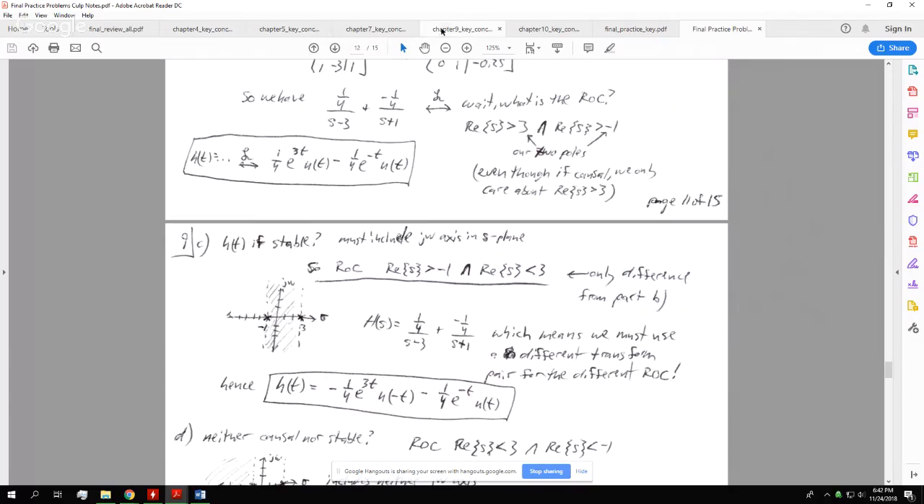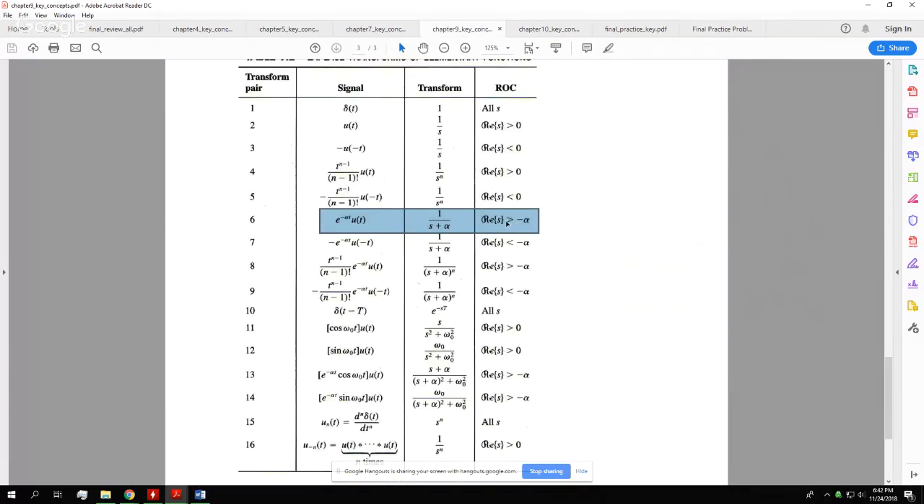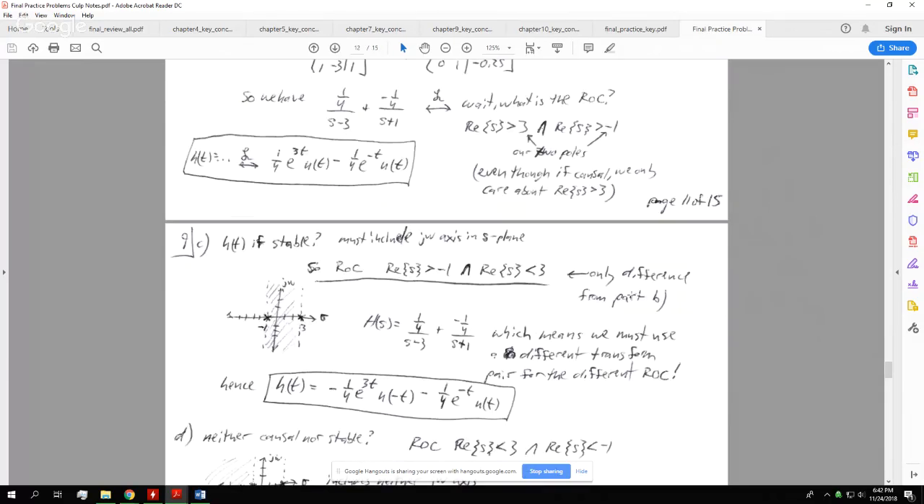So going back to this thing here, this time our region of convergence follows this pattern. Therefore, we must use this transform pair. Now, mind you, we have two terms that we have to worry about. One of our terms still meets this condition, but the other term does not. So one term in the time domain will become this, and the other term will become this. So let's show that.